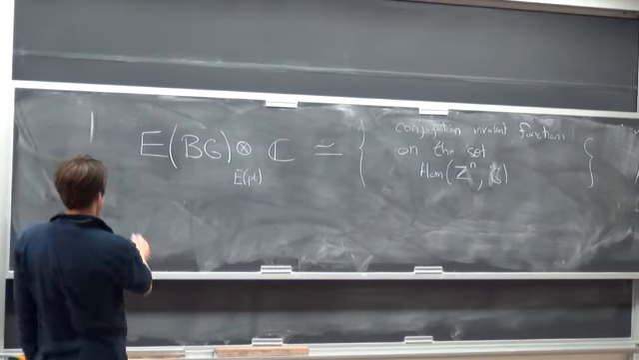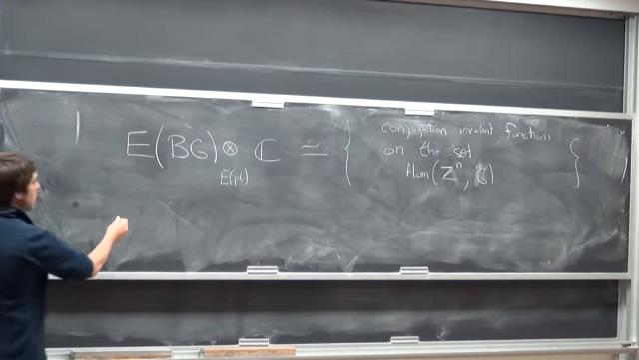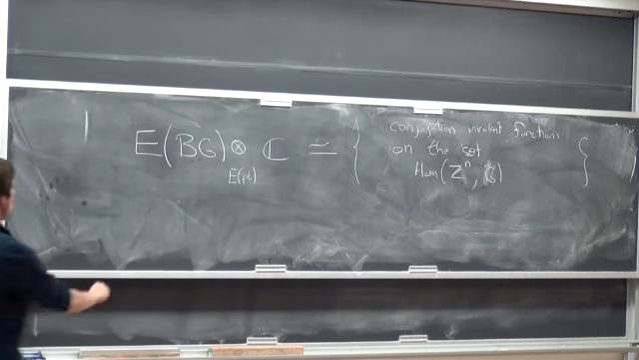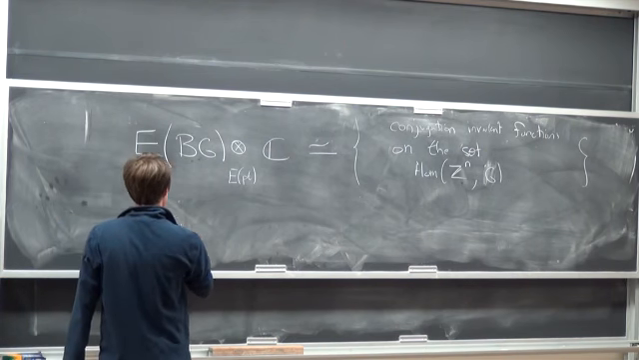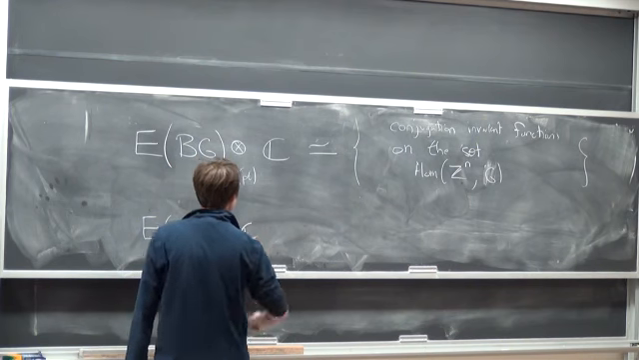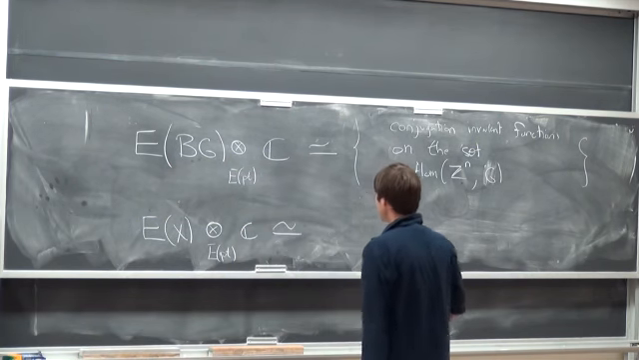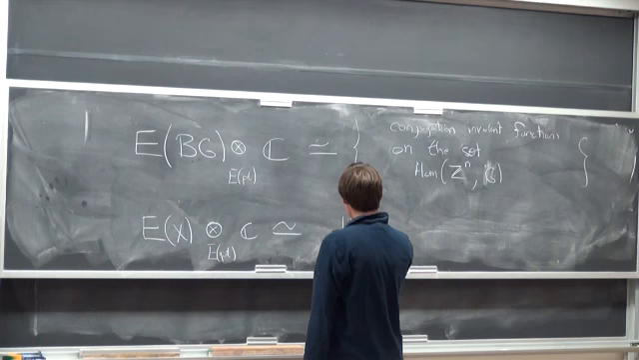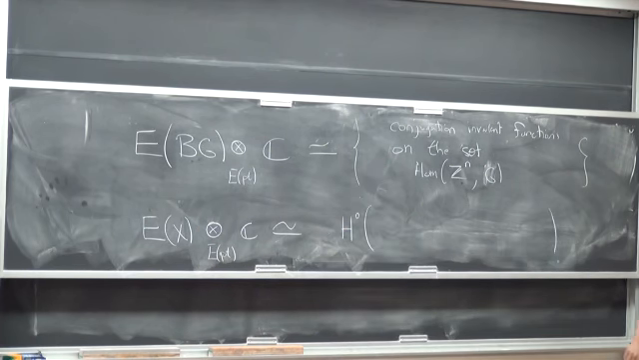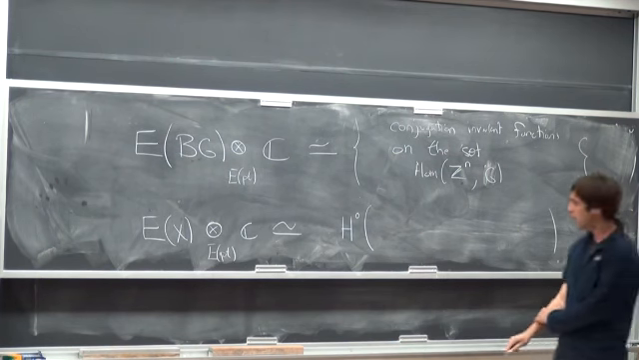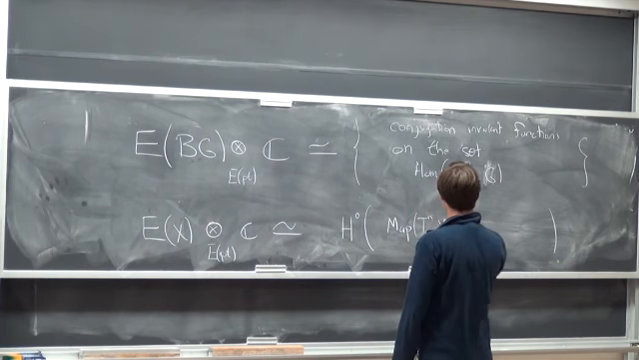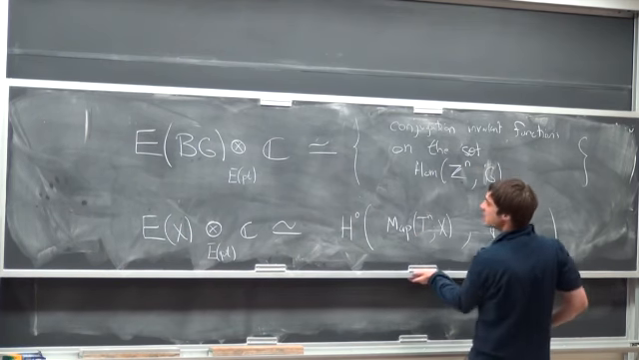So let me write it a slightly different way. Let's introduce a notation for BG. Let's call it X. What we're saying is if you take the E cohomology of X and tensor it over the E cohomology of a point with the complex numbers, then what you're supposed to get is the ordinary cohomology. Well, I could write H0, but all the cohomology is going to be in degree 0 of the space of maps from an n torus into X with coefficients in C.